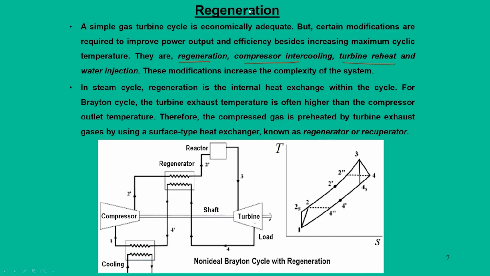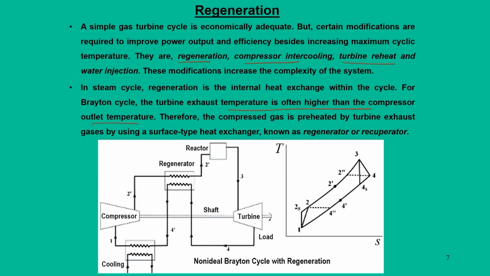Regeneration in terms of a steam cycle is viewed as the internal heat exchange within the cycle. But for the Brayton cycle, what we see from this conventional or classical Brayton cycle is that the turbine exhaust temperature is often higher than the compressor outlet temperature. That means we have not utilized the efficiency of the fuel in a complete manner, as the exhaust temperature seems to be much higher than the compressor outlet temperature. So, how effectively can we manage it?